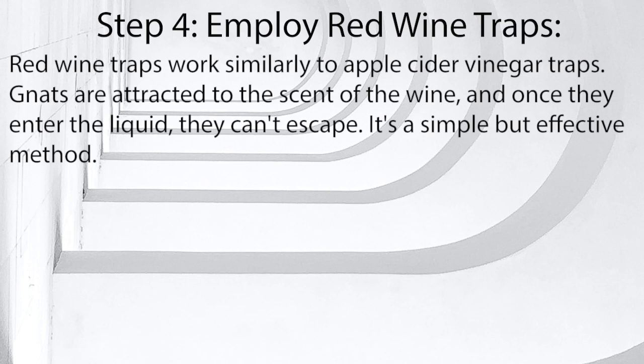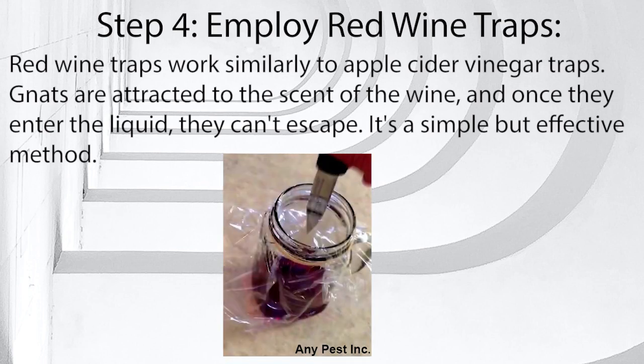Step 4. Employ red wine traps. Red wine traps work similarly to apple cider vinegar traps. Gnats are attracted to the scent of the wine, and once they enter the liquid, they can't escape. It's a simple but effective method.